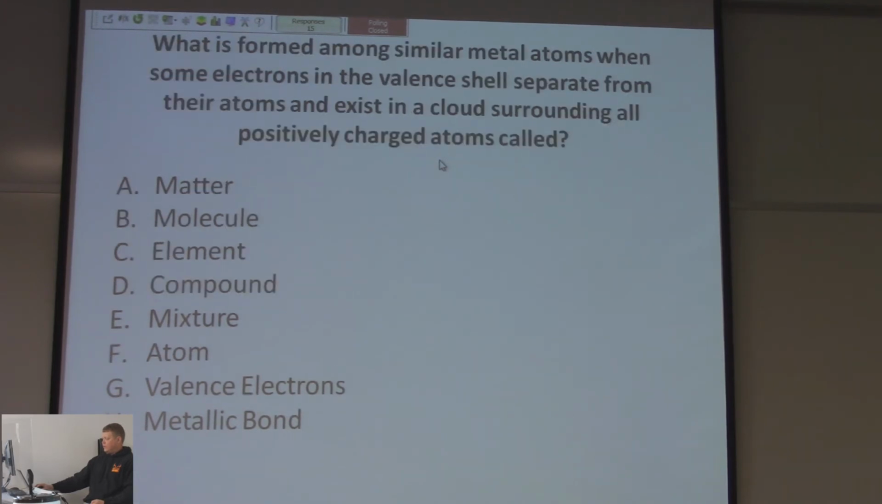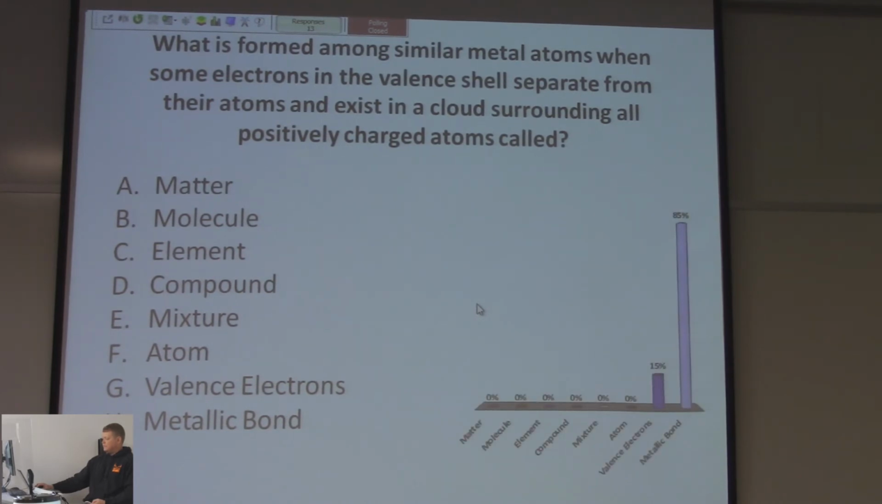What is formed among similar metal atoms when some electrons in the valence shell separate from their atoms and exist in a cloud surrounding all positively charged atoms are called? Matter, molecule, element, compound, mixture, atom, valence electrons, or metallic bond? Fun fact, the other two bonds, what do we got? The main two, ionic, covalent, James bond, metallic bond, right?